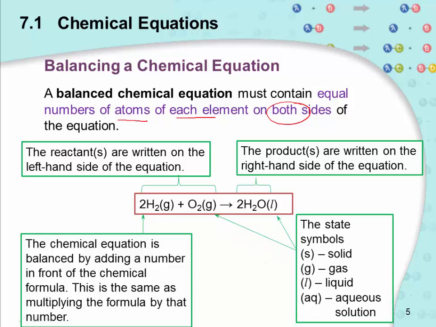And all these g, g and l are the state symbols. There are 4 different state symbols: s for solid, g for gas, l for liquid, and aqueous is aq. Aqueous means soluble or dissolved in water in the form of a solution. Now, this arrow sign represents a reaction. In other words, the left hand side reactants react, and as the reaction proceeds in the direction of the arrow, it forms the product.